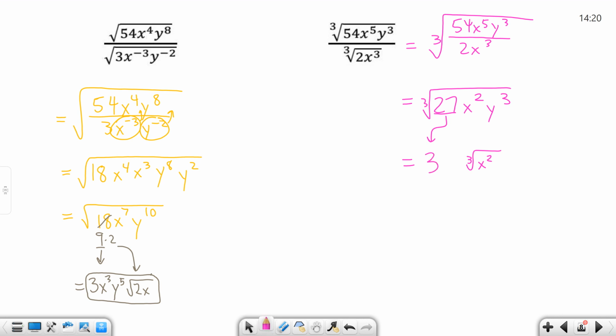So we're going to say this is going to be y to the 3rd. So 3 goes into 3 how many times? 1 time. So a y here, and there's no y's left over. So 3y times the cube root of x squared, and that is my final answer for that one.